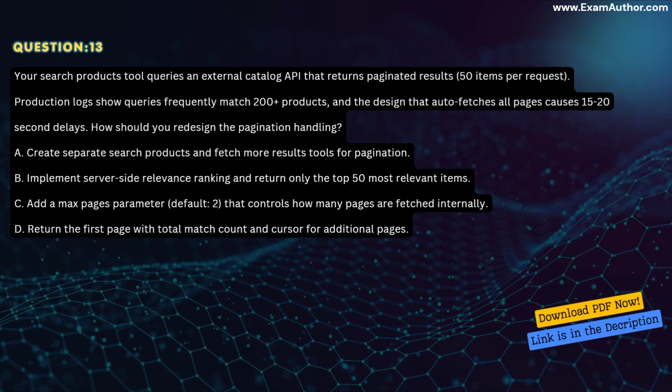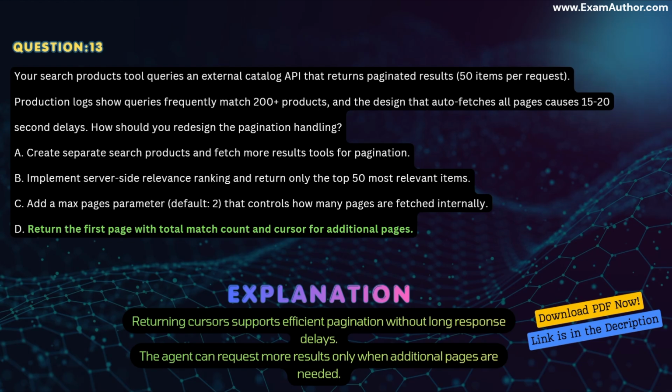Correct answer, D. Return the first page with total match count and cursor for additional pages. Explanation: returning cursors supports efficient pagination without long response delays. The agent can request more results only when additional pages are needed.